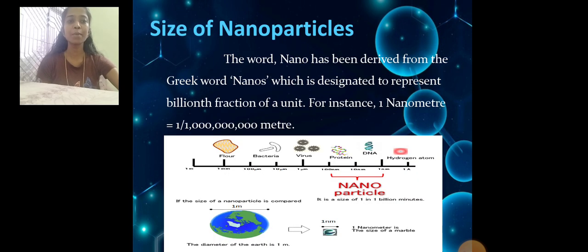Then we shall see the size of nanoparticles. The word nano has been derived from the Greek word nanos, and 1 nanometer is equal to 1 by 1 billionth meter. That is the size of nanoparticles.